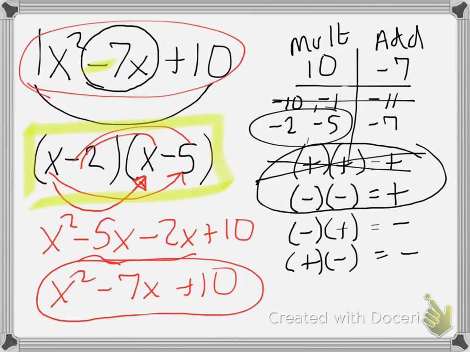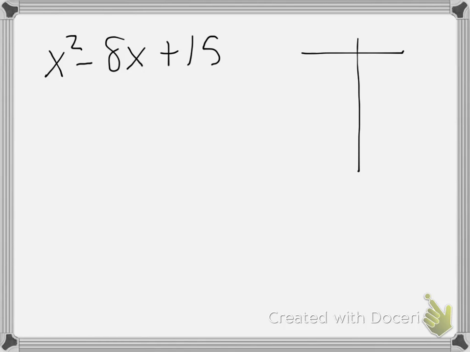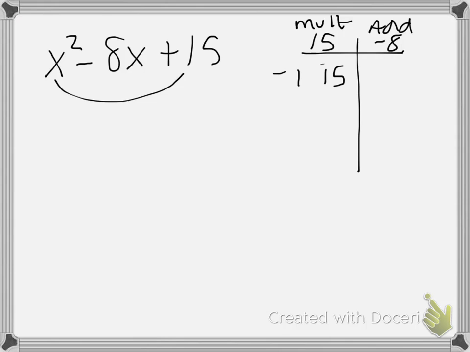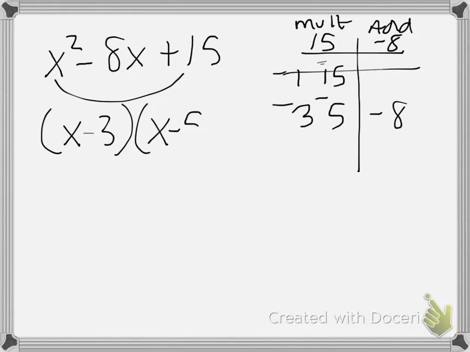Okay, so try this next one. X squared minus 8x plus 15. So again, you're looking for something that multiplies to 15, adds to negative 8. So 1 and 15, and you know they both have to be negative. That didn't work. 3 and 5 are the only other factors. So you double check them. If they were both negative, they would add to negative 8. So x minus 3, x minus 5.